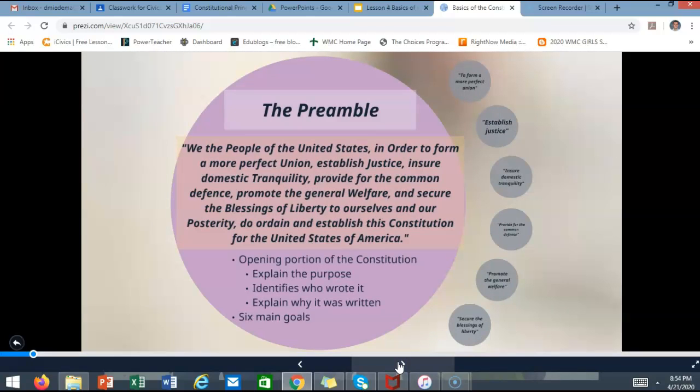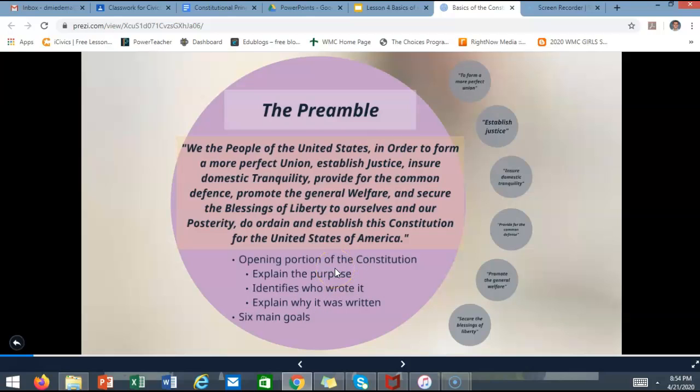So the Constitution can be broken down into three main sections. The first section is called the Preamble. The Preamble is the first part. It is the part that opens the Constitution, and it does the following. 1, it explains the purpose. 2, it identifies the authors who wrote it. And 3, it explains, it's pretty repetitive, but why it was written.